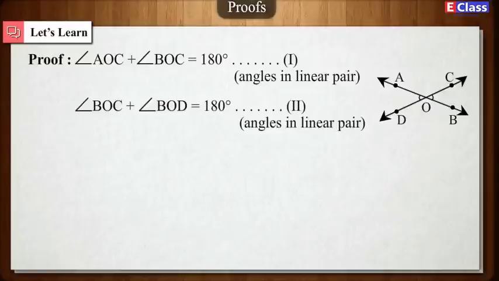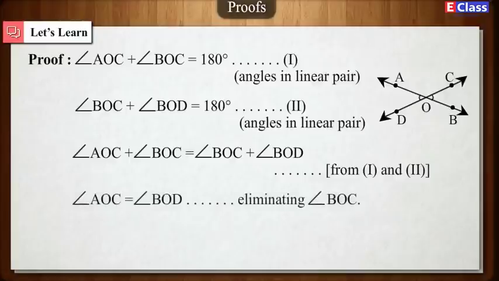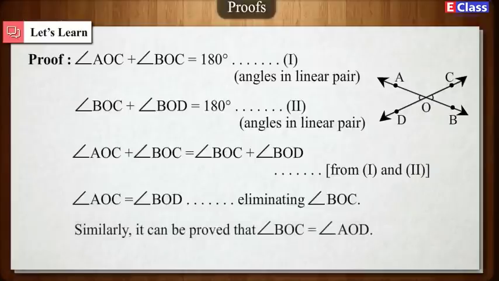By angles in linear pair, angle AOC plus angle BOC is equal to angle BOC plus angle BOD, from statements 1 and 2. Angle AOC is equal to angle BOD, that is, by eliminating angle BOC. Similarly, it can be proved that angle BOC is equal to angle AOD.